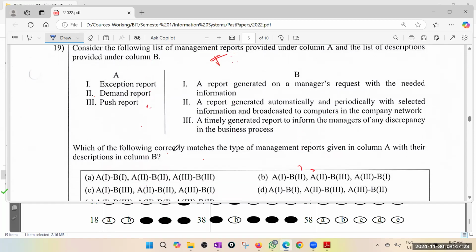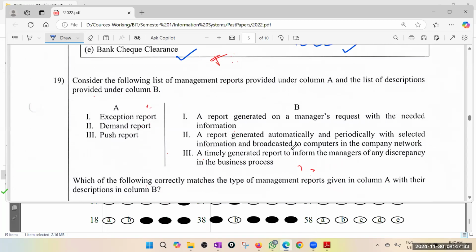Right. Which of the following correctly match these two? A report generated on a manager's request with the need for information, possibly demand. A report generated automatically and periodically with selected information and broadcast to computers in the network. It looks like a push report, right? Okay, let's see. A timely generated report to inform the managers of any discrepancy. Discrepancy means some issue, an abnormality in the business process. That must be an exception report, so this must be a push report. A report generated automatically and periodically with selected information is also a push report. So then I will go for the 1-3 answer.